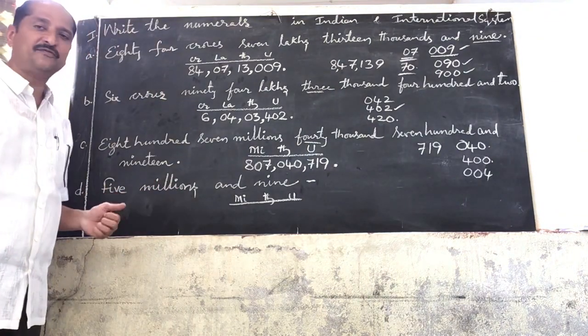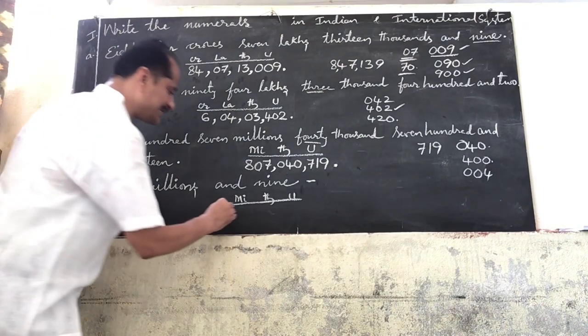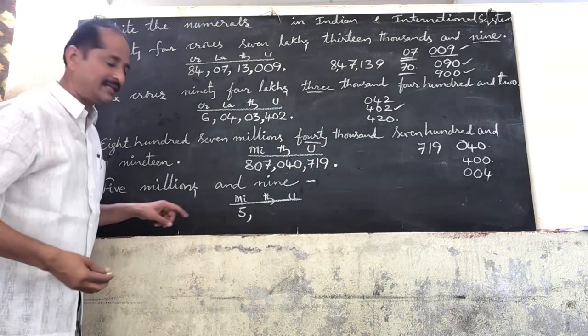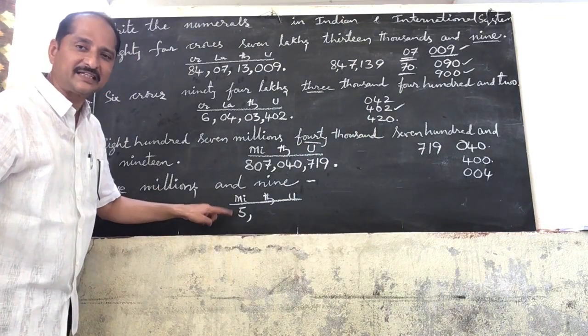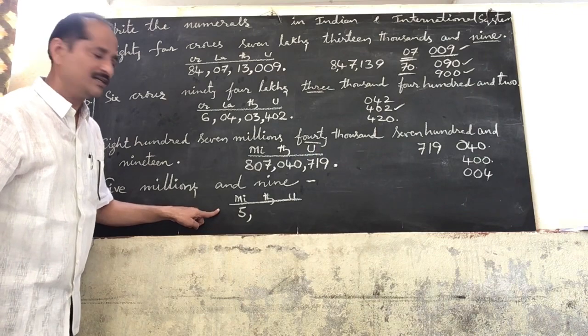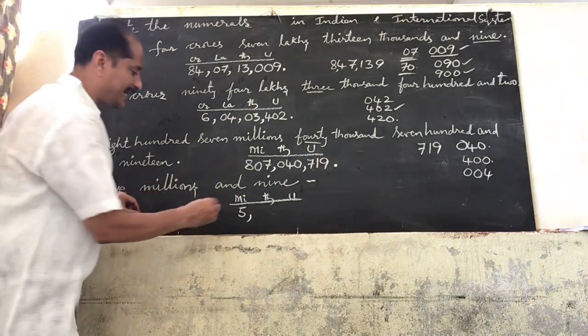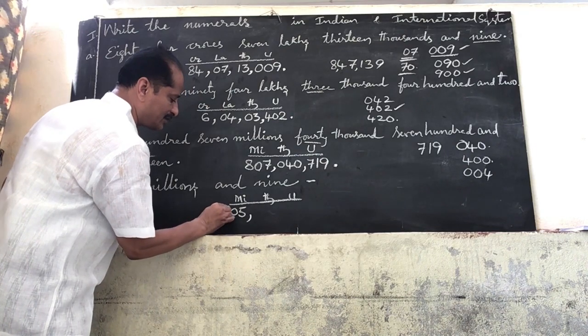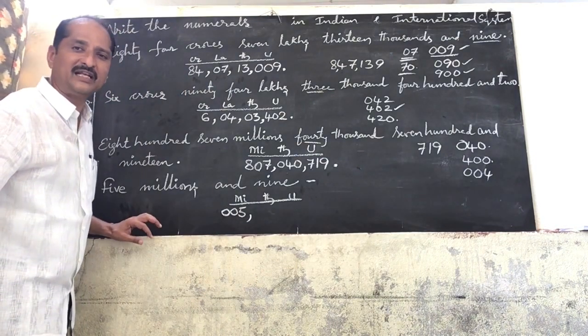5 millions. 5 millions he is telling. So 5, just write down 5. Or otherwise 005 also you can write. But for the first period, there is no need to write 00 in the beginning. Okay, so 5 million. If you are writing 00 also, no problem. So 5 millions. Next lower than millions is thousands period.